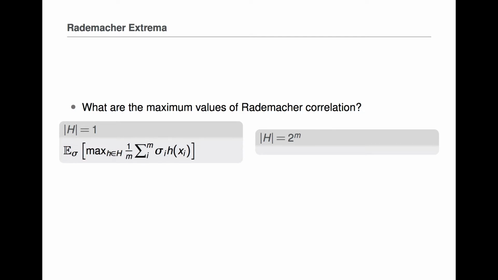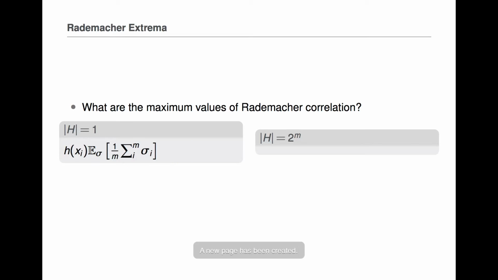If you only have one hypothesis, we plug in the definition of Rademacher complexity. But notice that this max doesn't really make sense anymore because there's only one of them. So this max can go away. And once the max goes away and h is basically a constant, then we can factor it out. And so h now can go outside of the expectation since it doesn't depend on what sigma is.